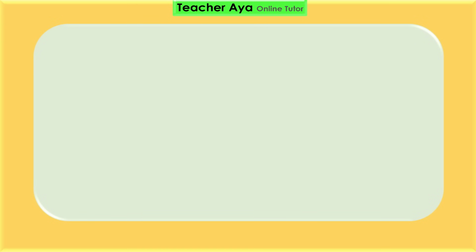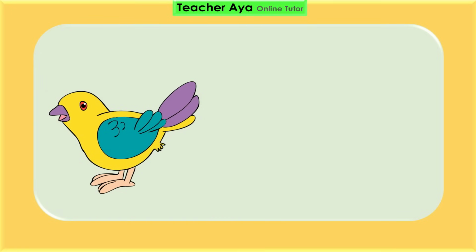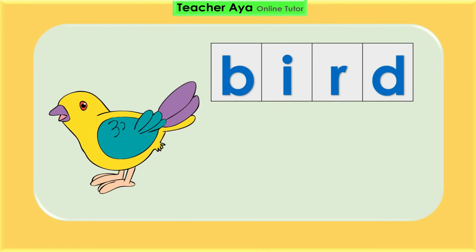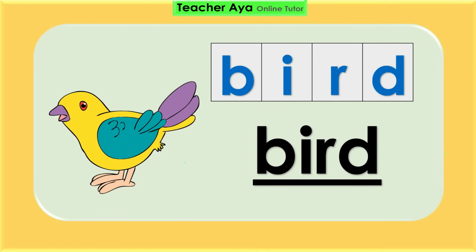Let's spell the word bird. Bird. B-I-R-D. Bird. Your turn to spell, children.